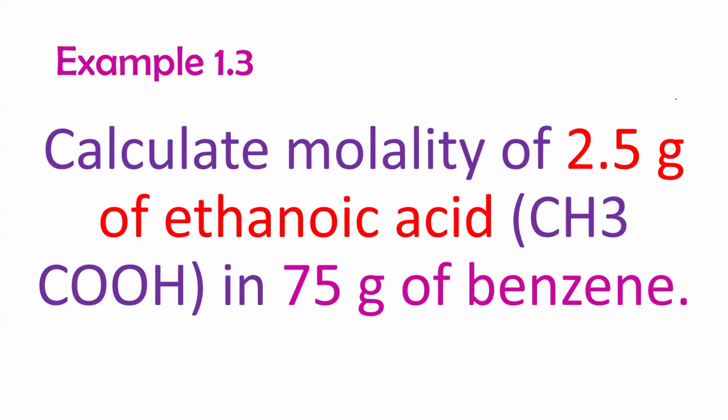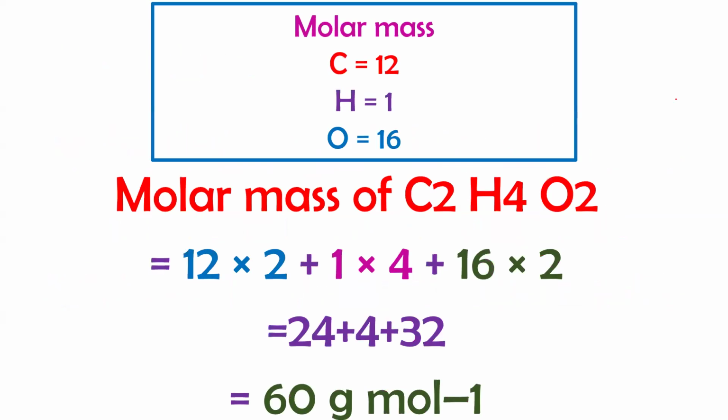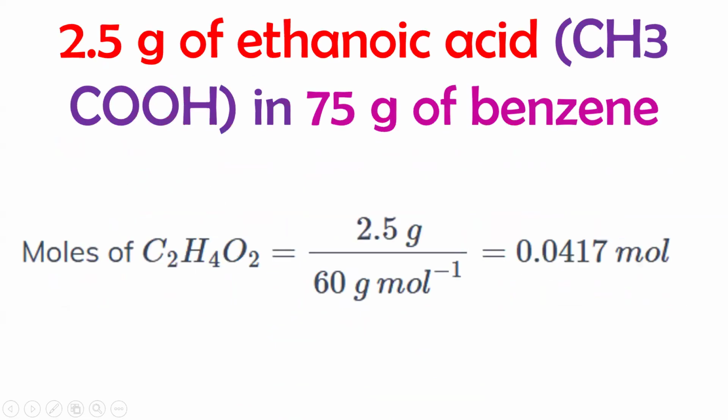Now an example of molality. Calculate the molality of 2.5 gram of ethanoic acid in 75 gram of benzene. So we have 2.5 gram ethanoic acid and 75 gram of benzene. First we find the molar mass of C2H4O2: 12 into 2 plus 1 into 4 plus 16 into 2. So in total it is 60 gram per mole. That is the molar mass.